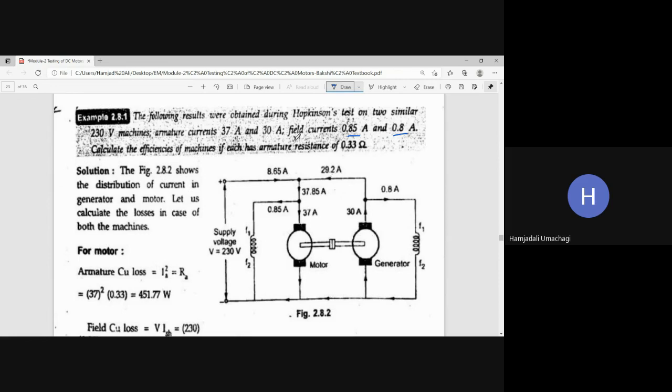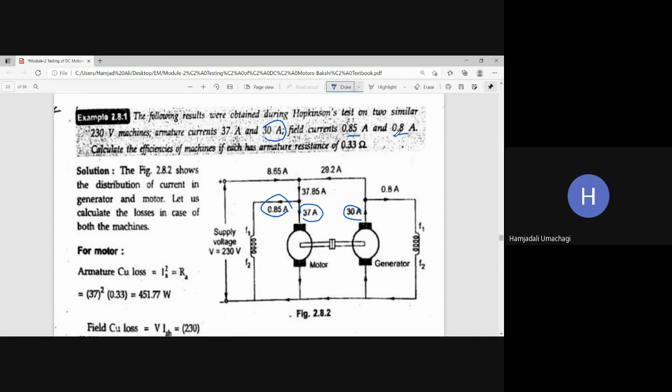Before solving the problem, we should know the circuit diagram for the Hopkinson test, and this circuit diagram belongs to the Hopkinson test including the field winding method. Here this is the motor and this is the generator, and as per the given statement, the armature current of the motor is 37 ampere. This we should indicate, and the armature current of the generator, in the outward direction, is 30 ampere. Field current of the motor is 0.85. So 37 plus 0.85 means 37.85. This is the entering current inside the motor.